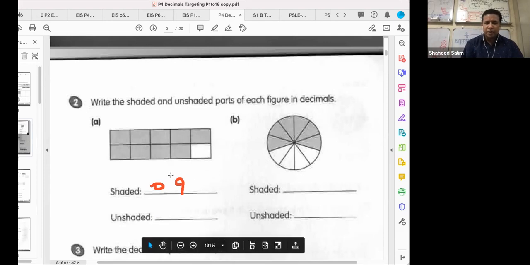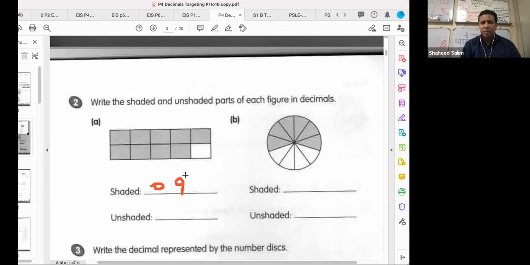Okay, all right. Okay, good. 0.0. 0. Unshaded means the white part, this one. 0.1, good. Okay, well done, well done. You try now the next one. Shaded, unshaded. This one, B. You try this one. Okay, don't worry about all this. I can rub it off very fast. Can you try B?